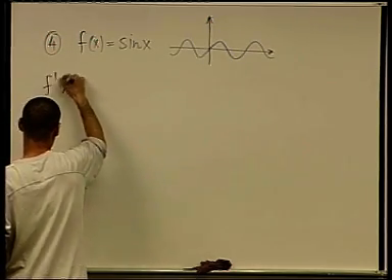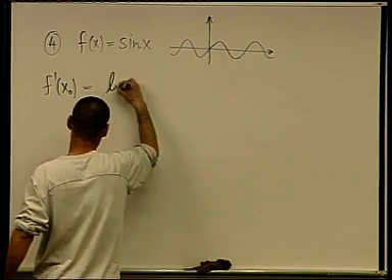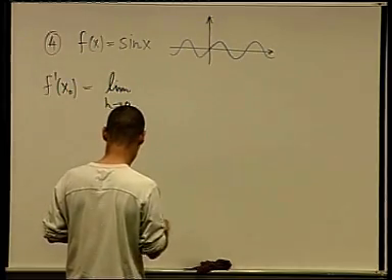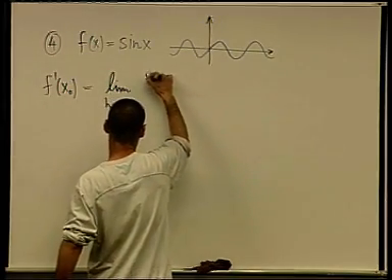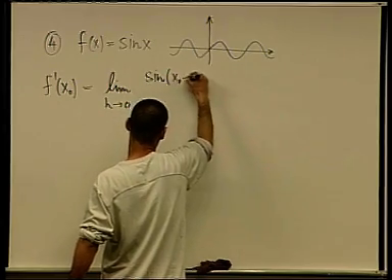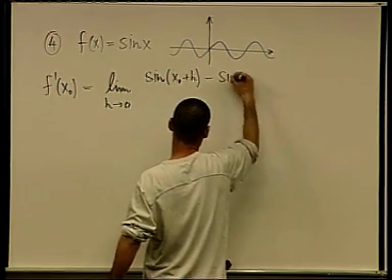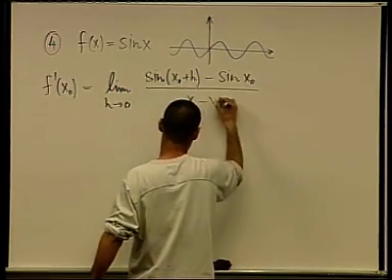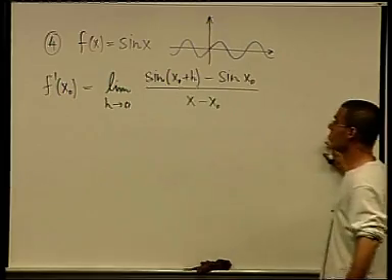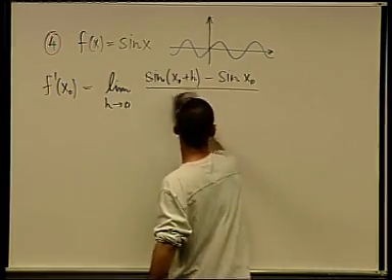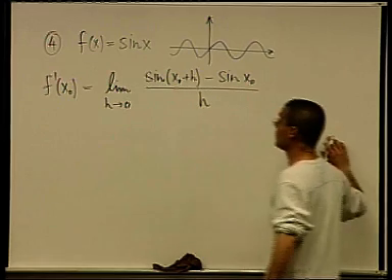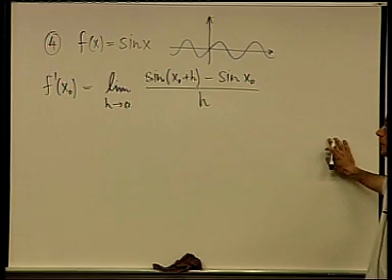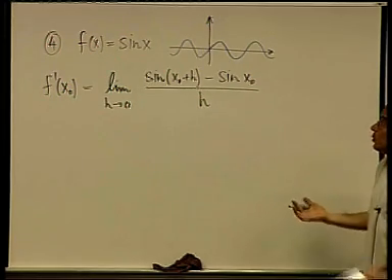So f prime at x0 equals the limit. Let's use the h version again. As h goes to 0 of f, which is sine, at x0 plus h, minus f at x0, divided by h. This is the limit we want to calculate. What do we do here? What can we resort to here?